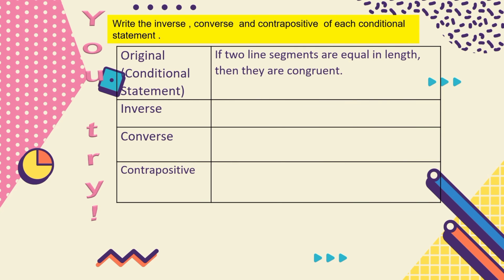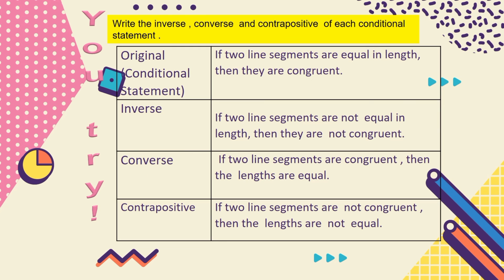Moving on to our second example. So again, you are asked to write the inverse, converse, and contrapositive of each conditional statement. Now, our original or conditional statement is, if 2 line segments are equal in length, then they are congruent. Okay? Will you please try to answer this problem? Now, let us check your answer.